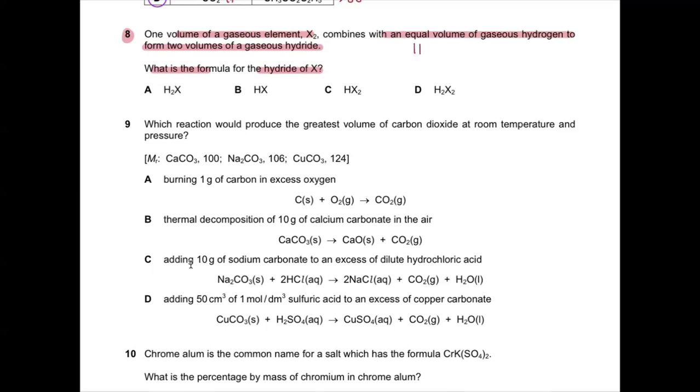See what they are saying. One volume of X2, the same volume of hydrogen, and it forms two volumes. So if I keep this one and this one, it is going to be two. So it is going to be HX because there are two and two of them, right? So then it can be B. So A, C, and D are wrong, and B is the correct answer.